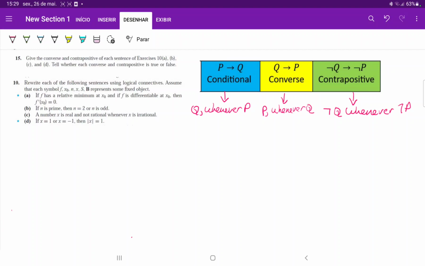The converse is if Q, then P, where we switch the antecedent and the consequent. And the contrapositive is if not Q, then not P, where we switch the antecedent and the consequent, and then we deny both. We're also going to have a whenever form. P implies Q is equivalent to the statement Q whenever P. Therefore the converse is P whenever Q, and the contrapositive is not Q whenever not P.